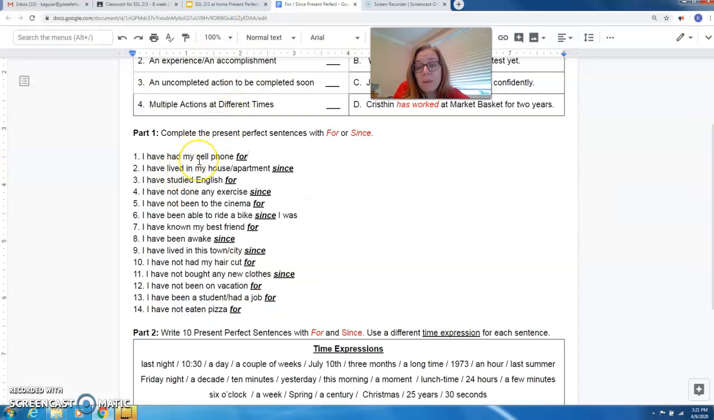So I have had my cell phone for, let's say 2 years. So guys, this is a number of years. Number 2, I have lived in my house or apartment since. So since a specific time, since 2018.